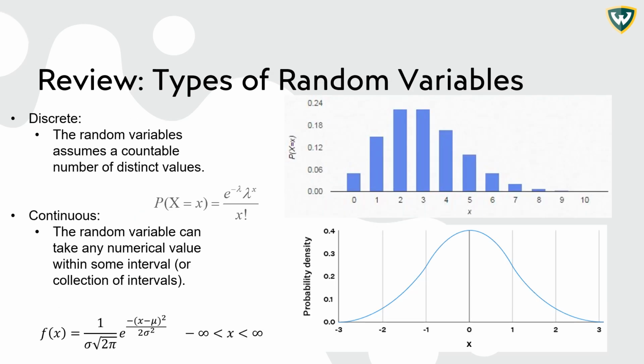Discrete random variables assume a countable number of distinct values. This means that the possible outcomes of the random variable are separate and finite, or at least countable. Continuous random variables, on the other hand, can take any numerical value within a certain interval or a collection of intervals. The values are not distinct and can be infinitely precise, meaning they can take any value within a range.